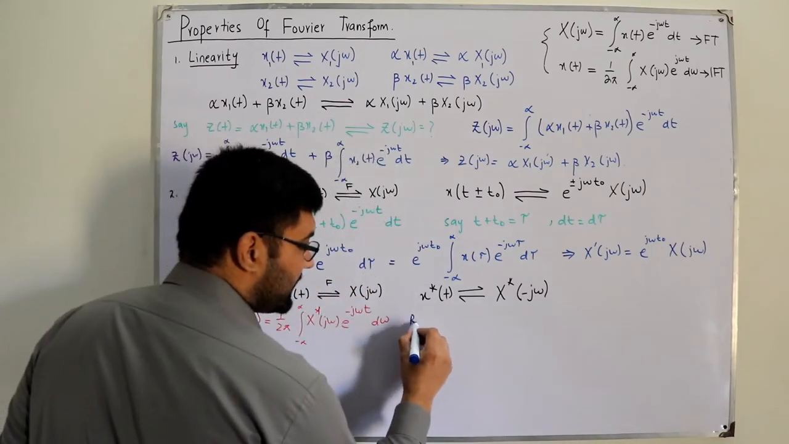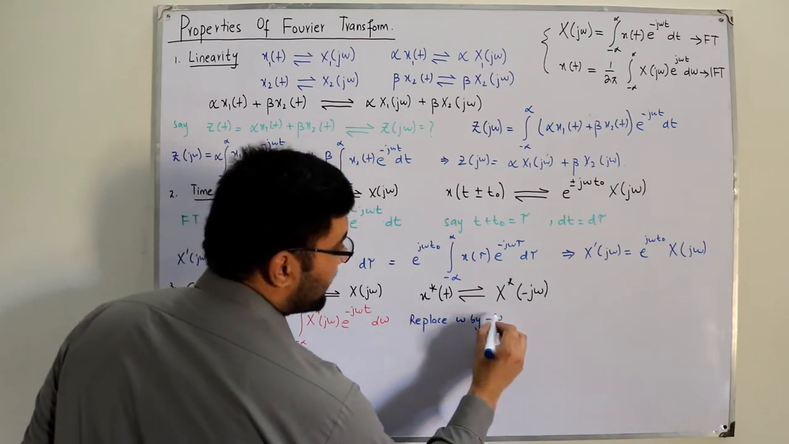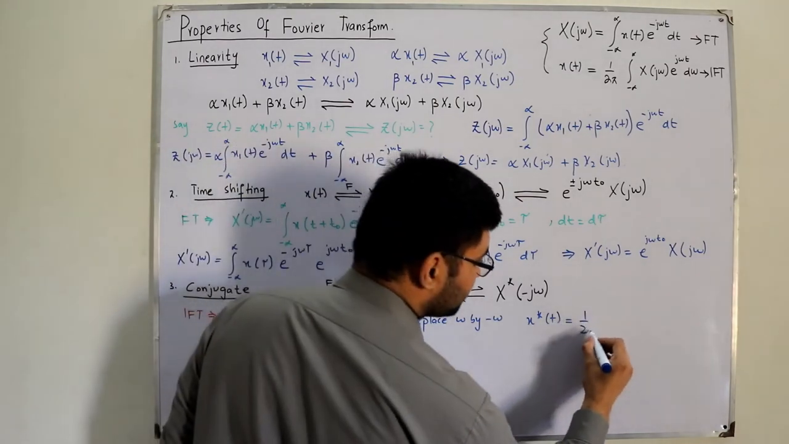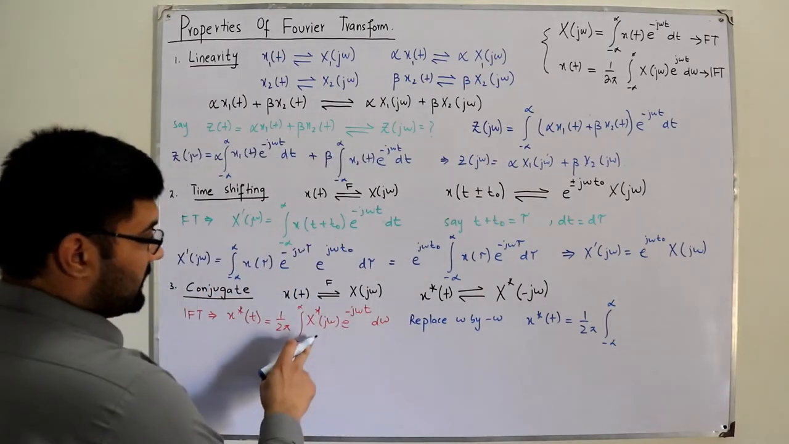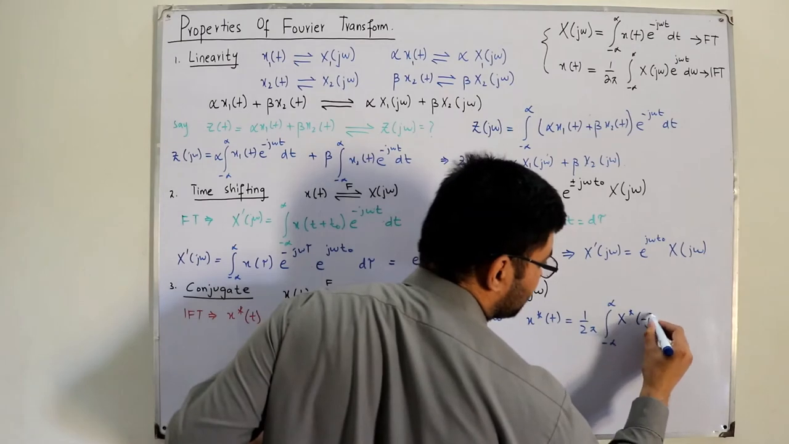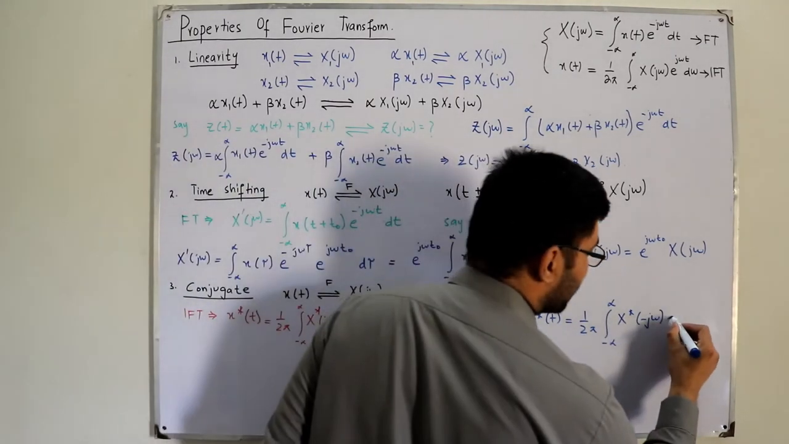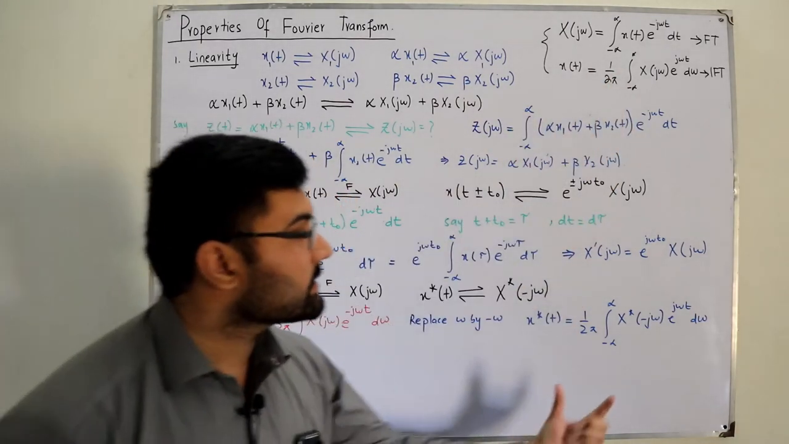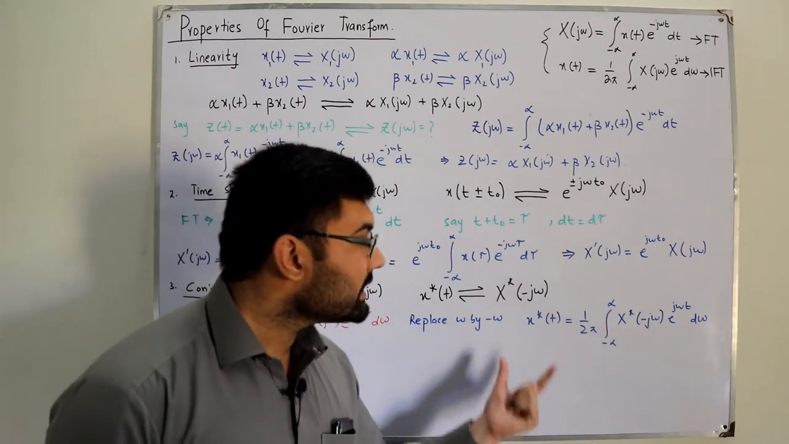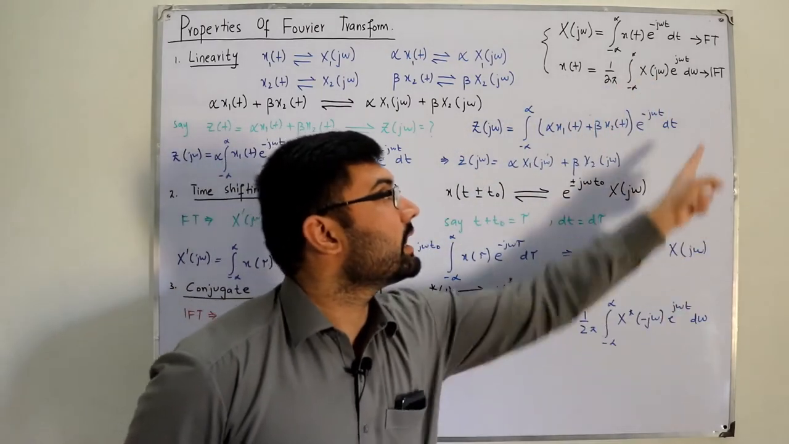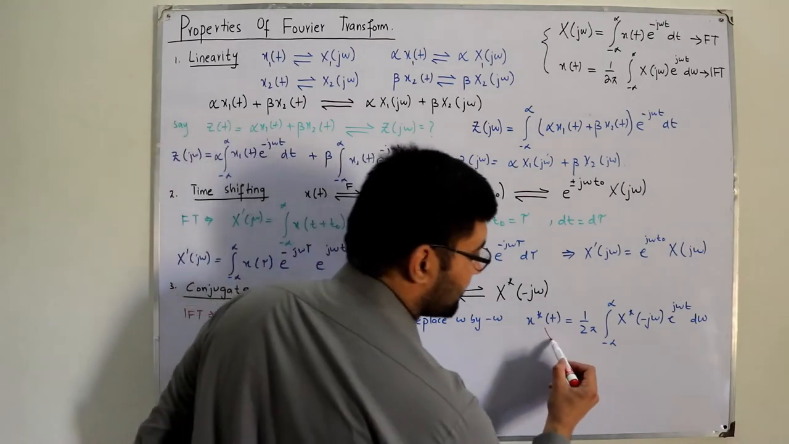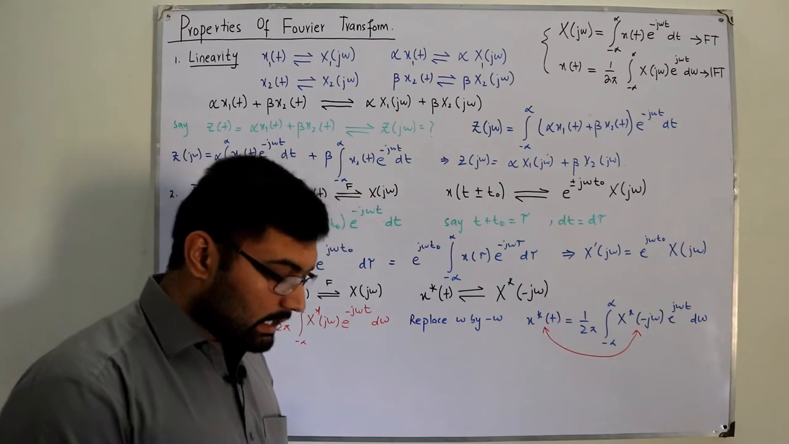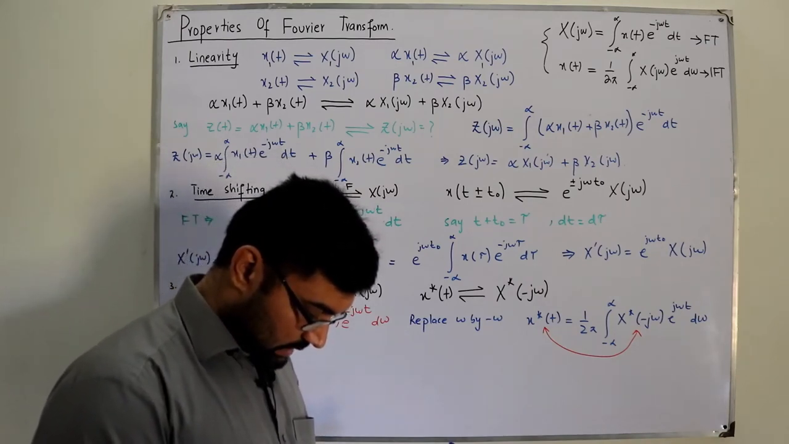So I replace omega by a negative omega, and this would imply that x conjugate of t would be equal to 1 upon 2 pi, integral from negative infinity to positive infinity, X conjugate of negative j omega, and then an exponential of positive j omega t, with respect to omega. Now, isn't this fulfilling that criteria? It is. X conjugate of negative j omega is the Fourier transform of the x conjugate of t signal. This is correct. So this means that x conjugate of t has the Fourier transform X conjugate of negative j omega. Is that clear till here? It is.